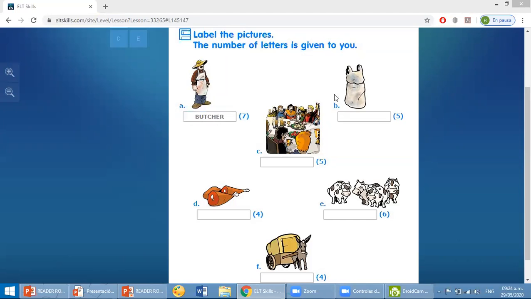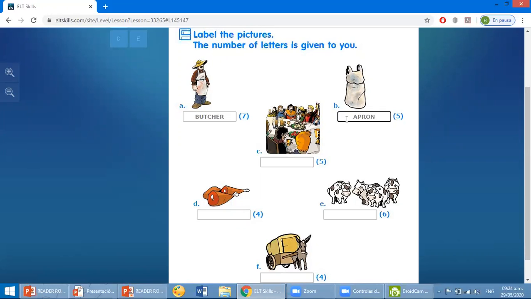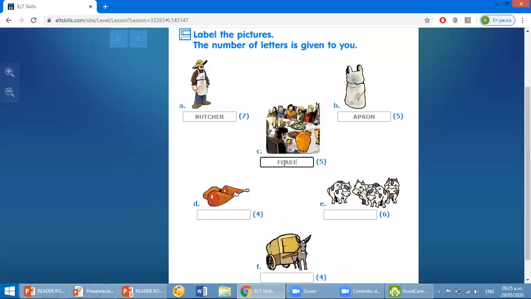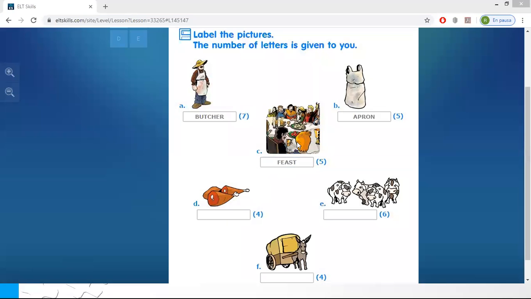B, please. Joshua, can you read the number? Apron, okay, this is an apron, thank you. Apron, 5 words, okay, apron. Nurka, what is this? Feast. Feast, very good, yes, feast. Remember, it's a place where there is a lot of food. Page 20. Don't interrupt, please. Wait, listen. Let's continue with the activity, okay? This is butcher, remember? Butcher, apron, and feast. Okay, feast. Now, let's continue, please, with number four.